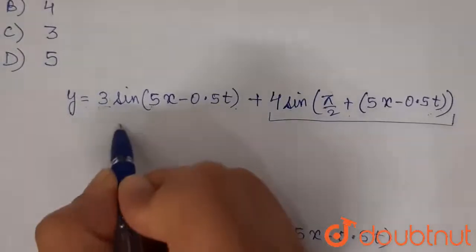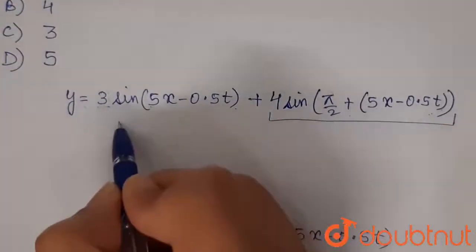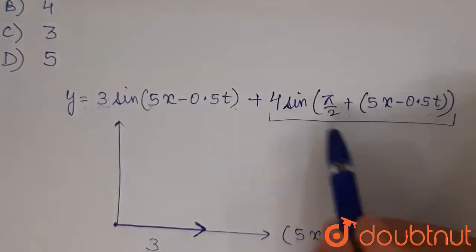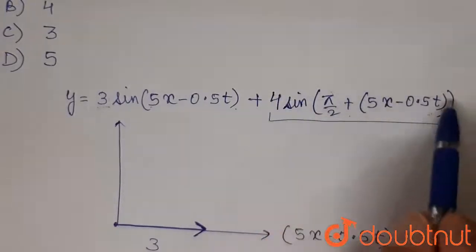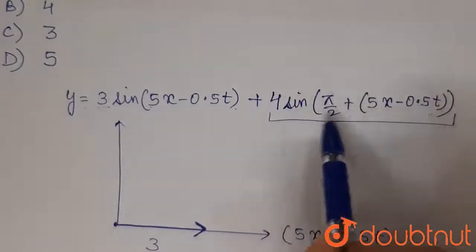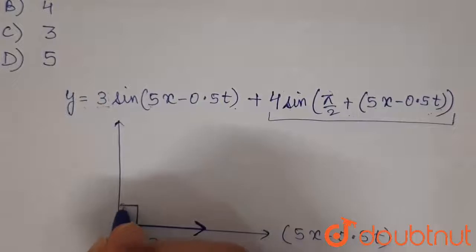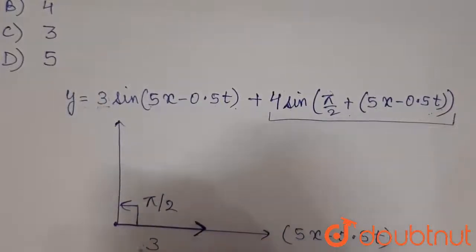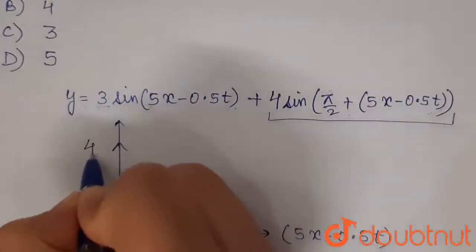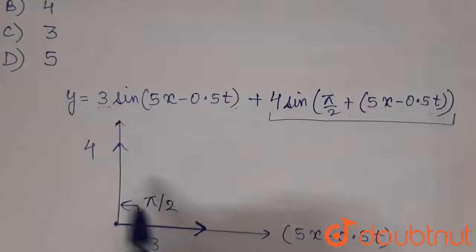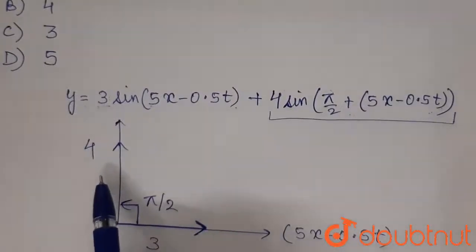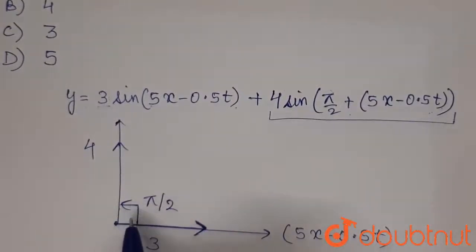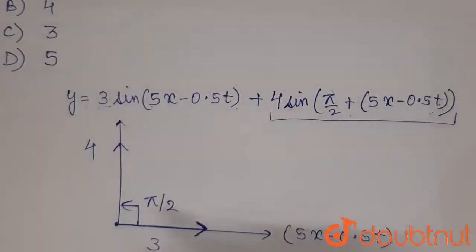So suppose if I consider this as the vertical axis, then we can see the second equation. According to the second part of this equation, we can see that this vector has a phase difference of pi by 2 and the amplitude of this vector is 4 units. So now we have two phasors with 3 units and 4 units magnitude, and the angular difference between them is pi by 2, which is constant. That is why we can apply phasor analysis.